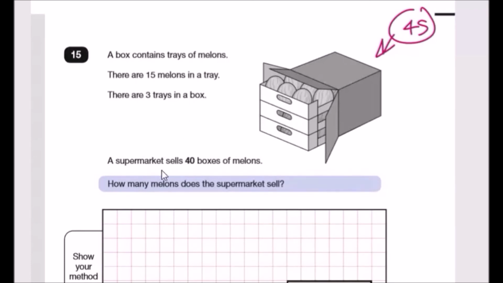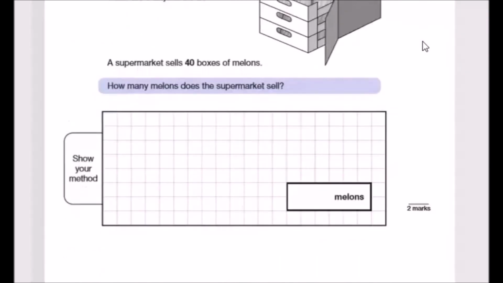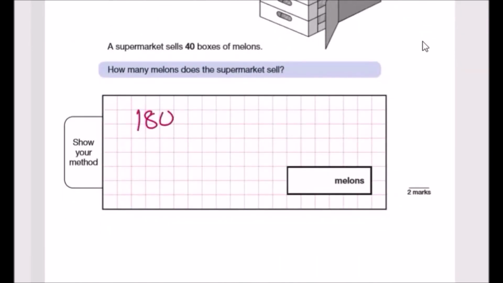Okay. A supermarket sells 40 boxes of melons. Now, a box has 45 basically. How many melons does a supermarket sell? So just 40 times 45. What I would do, nice trick, is just times it by 4 first. So 45 times 4. To times something by 4, just double it twice. So double 45 is 90, double 90 is 180, and then stick a 0 in because it's 40, so it's 1,800. So quick recap, 45 times 40.